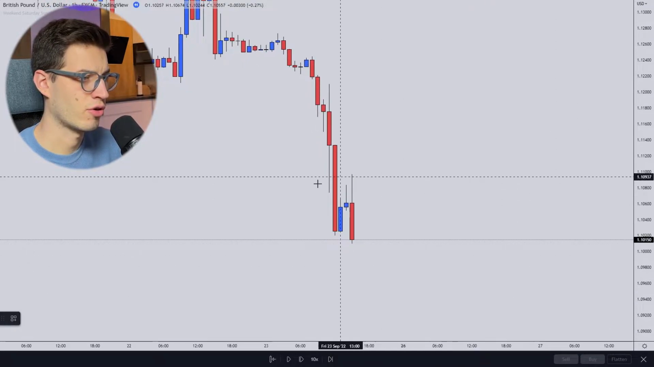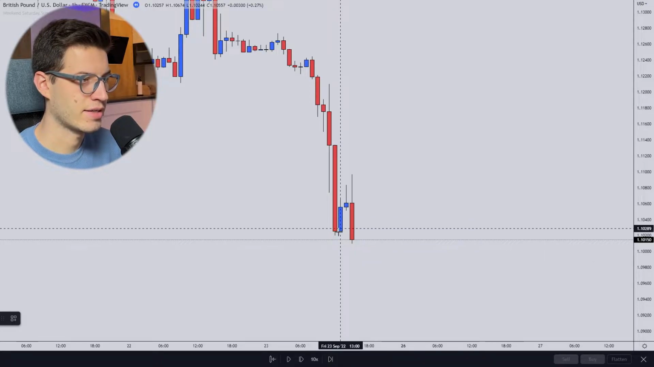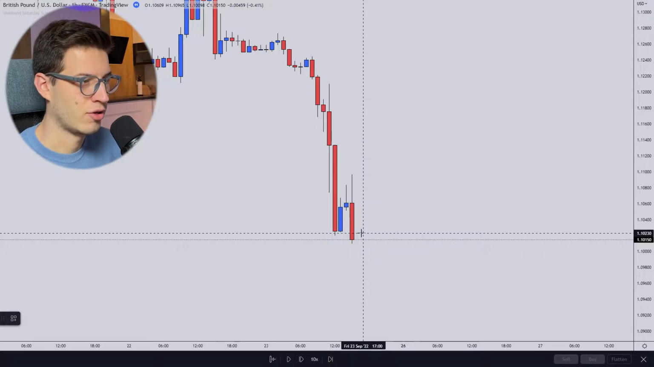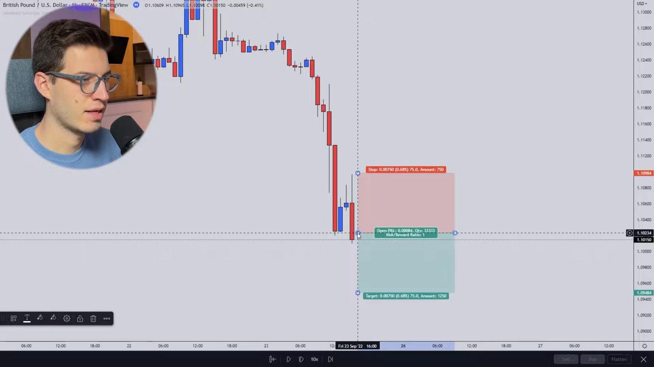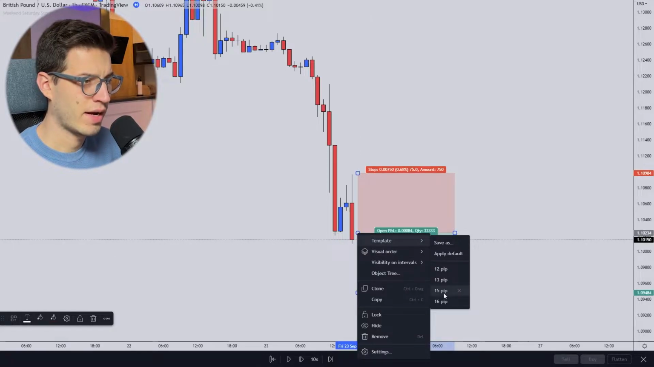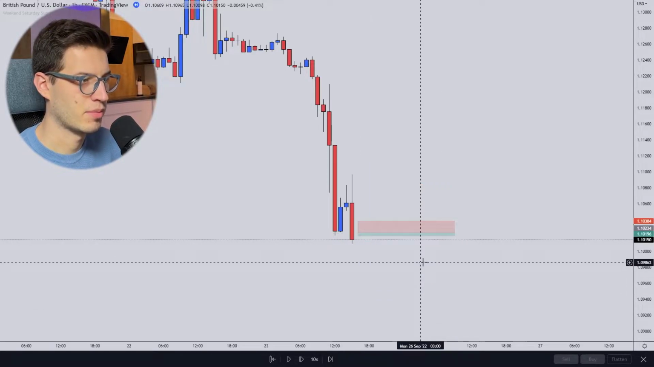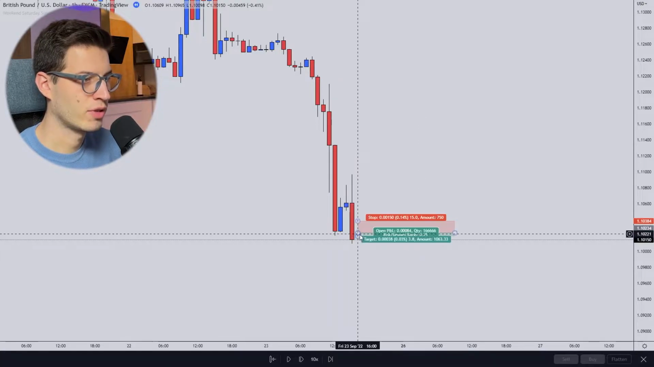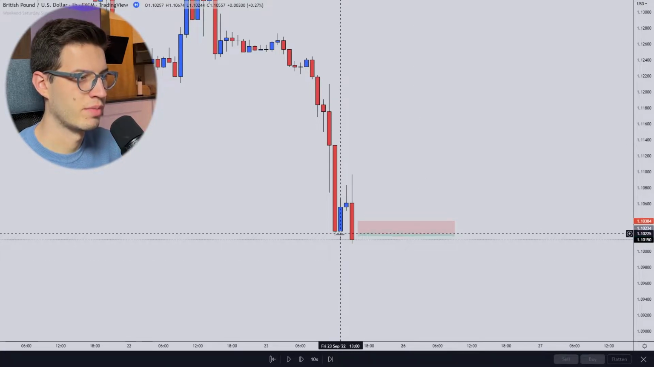So I had an order on at this inside bar. That is what my entry level was. So right here I placed a pending short order with, I believe, a 15 pip stop loss. So it was somewhere around this level, maybe 1 or 2 pips below the low of the inside bar.